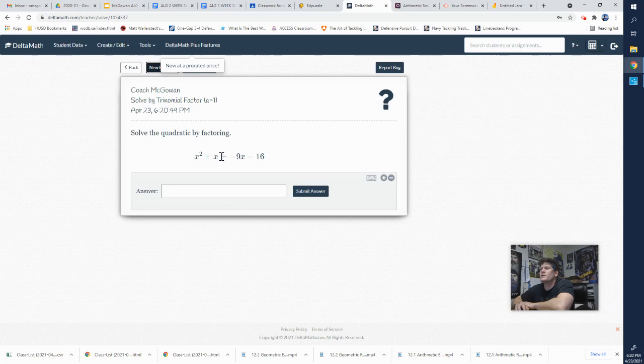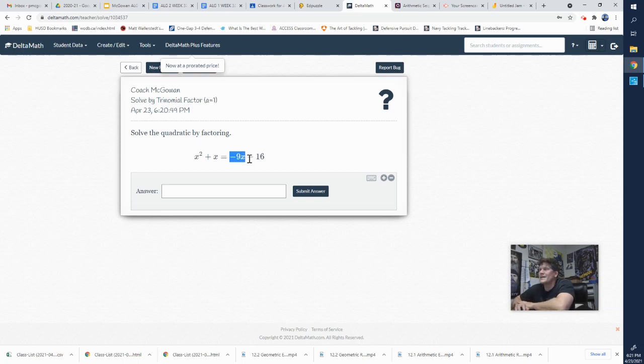Take a look at this one here. This time we have a couple of things we have to move. The key to seeing what to move, guys, is it's easier to work with your x squared if it's that positive 1. So if you have a negative x squared or something like that, you might want to move it. If it's positive, keep it. We'll move the stuff from the other side.